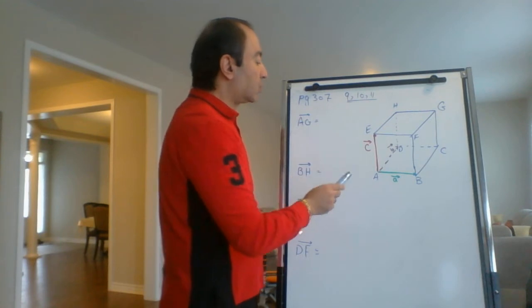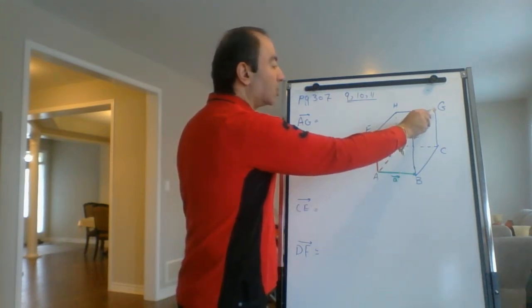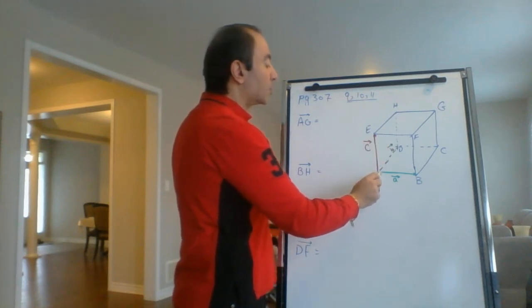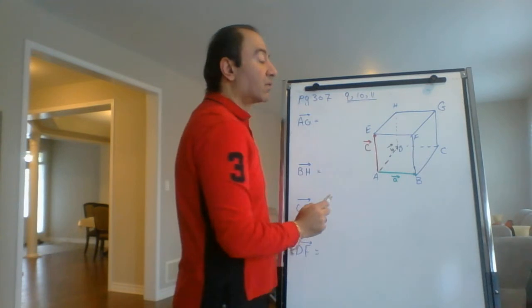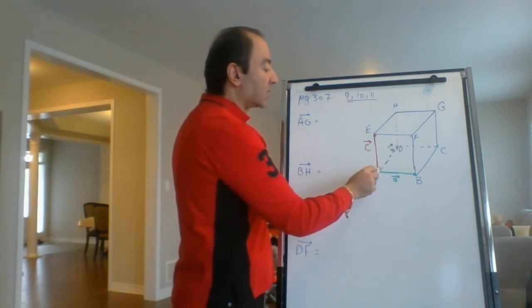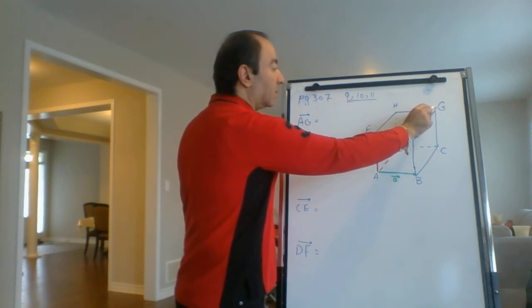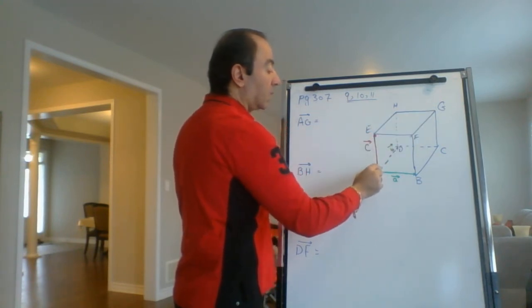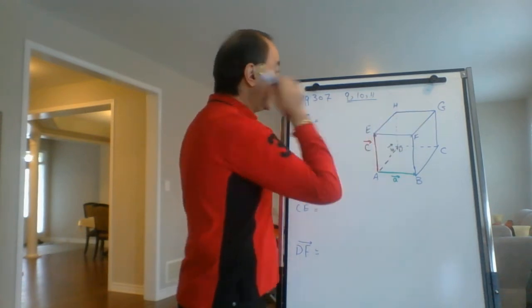So, for example, if you choose to go from A to D, then from D to C, then to G, it's fine. If you choose to go from A to B, then from B to C, then from C to G, it's fine. The most important thing is to start from where the tail is and end at the head.